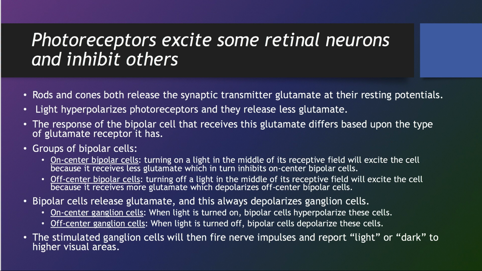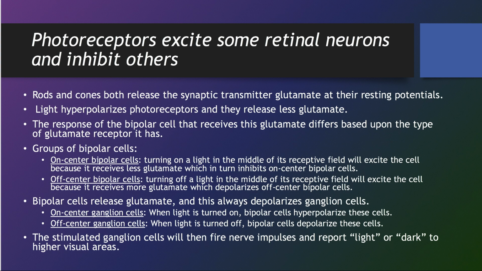Rods and cones both release the synaptic transmitter glutamate at their resting potentials. Light hyperpolarizes photoreceptors and they release less glutamate. The response of the bipolar cell that receives this glutamate differs based upon the type of glutamate receptor it has. You see, glutamate depolarizes one group, but hyperpolarizes another group. These groups differ in their receptive fields.